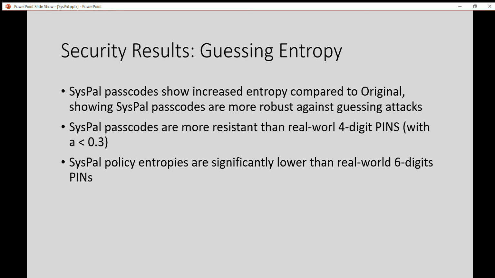SysPal passcodes show increased entropy compared to the original, meaning that they're more robust against attacks. The results of this study showed that SysPal passcodes are more resistant than the typical 4-digit PIN codes and are significantly lower than real-world 6-digit PINs.